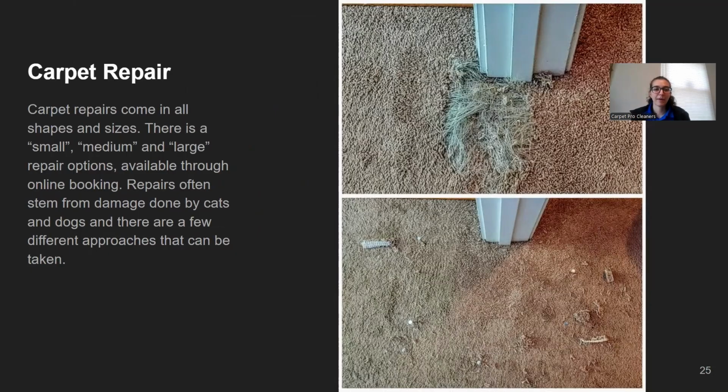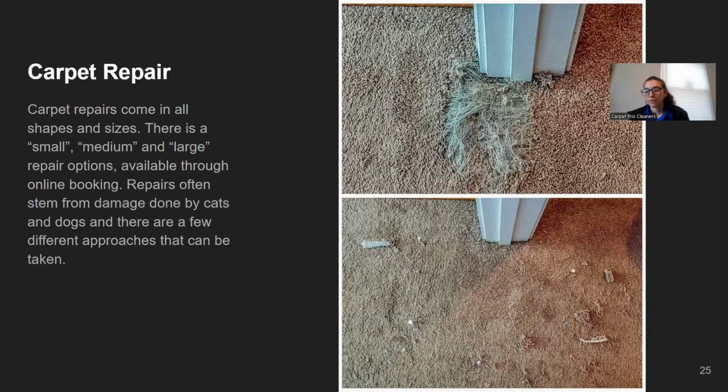Carpet repair. Carpet repairs come in all shapes and sizes. There are small, medium, and large repair options available through the online booking. Repairs often stem from damage done by cats and dogs, and there are a few different approaches that can be taken. So the repair pricing, much like the stretch pricing, is usually done in a range. Whereas we might give them a specific price, like it's $55 to clean a standard room, for many of these services that can vary on site based on how much time it may take, we may give them a range instead.